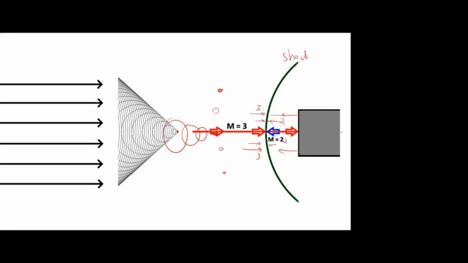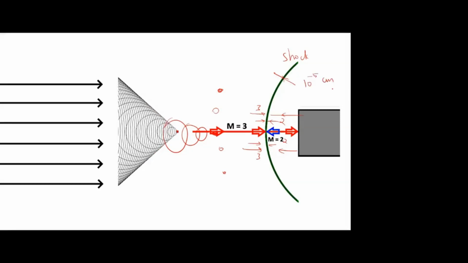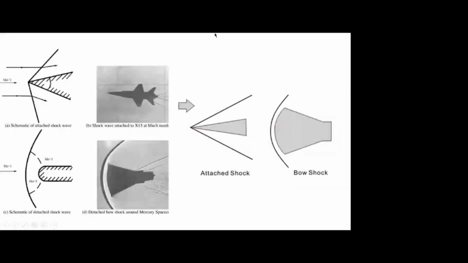Depending upon the object, the shock wave structure will also vary. The thickness of the shock is around 10 power minus 5 centimeter. Depending upon the object, we will get different shock wave patterns. See here, we have a slender body with a sharp edge nose. Here we are getting an attached oblique shock wave.